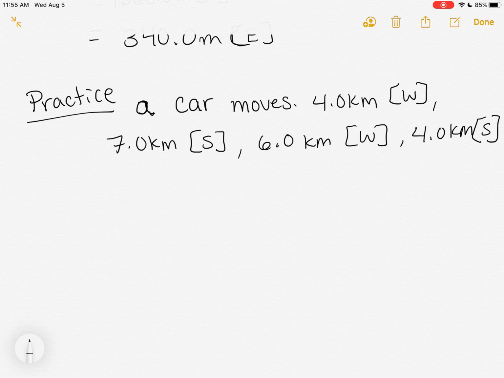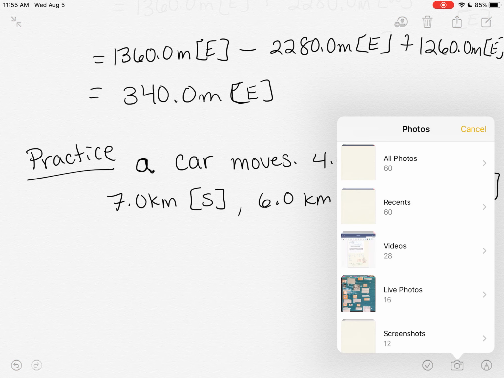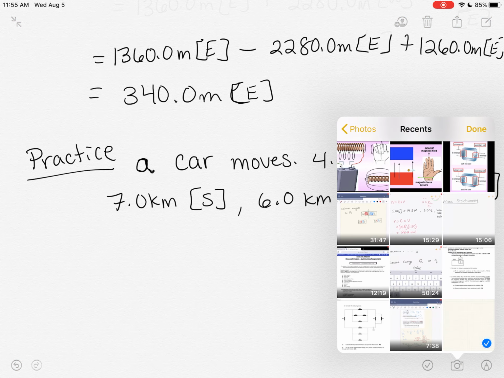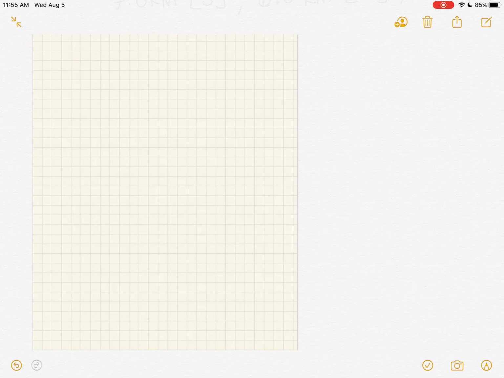So the first thing I want to do is actually draw this on a grid, like on a graph, because it's much easier to see if we have it on a graph. So I'm just going to add my graph picture here from my library. Okay. So I'm going to draw all that information onto my actual graph here.